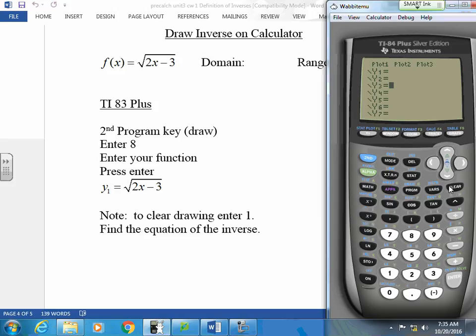All right, so let's take a look at first your domain restriction. Do I have any domain restrictions on this? And where would that be? What can this not be? Greater than or equal to 0. So we're going to add 3, divide by 2. Excuse me. 3 halves to infinity. So let's graph this and just see what we look like.